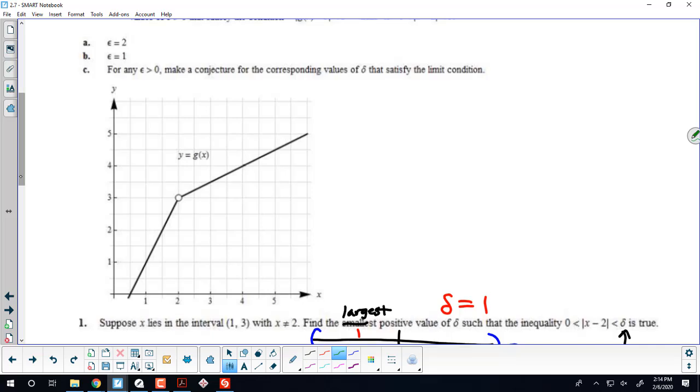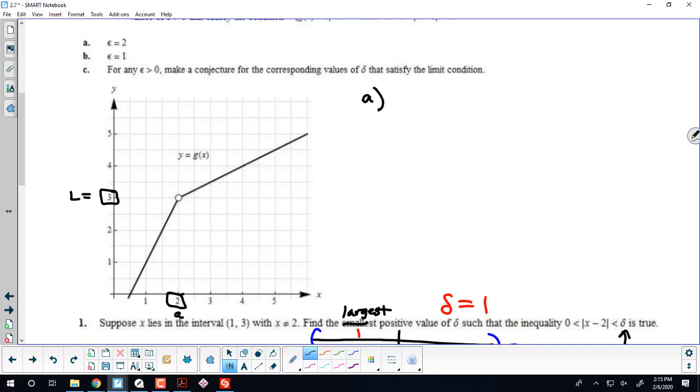What I would do is, when I'm given a graph, I would just keep in mind what I'm getting closer to. X is approaching 2 and y is approaching 3. So this is, like in the standard definition, that's my L and that's my A. And it says epsilon is equal to 2.